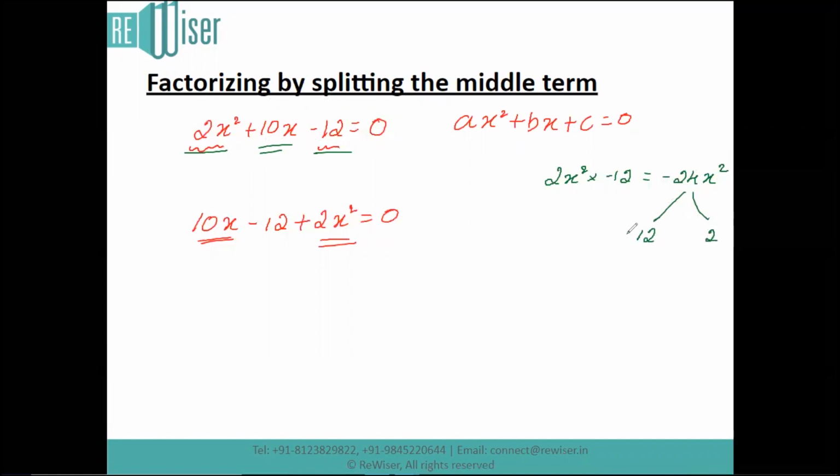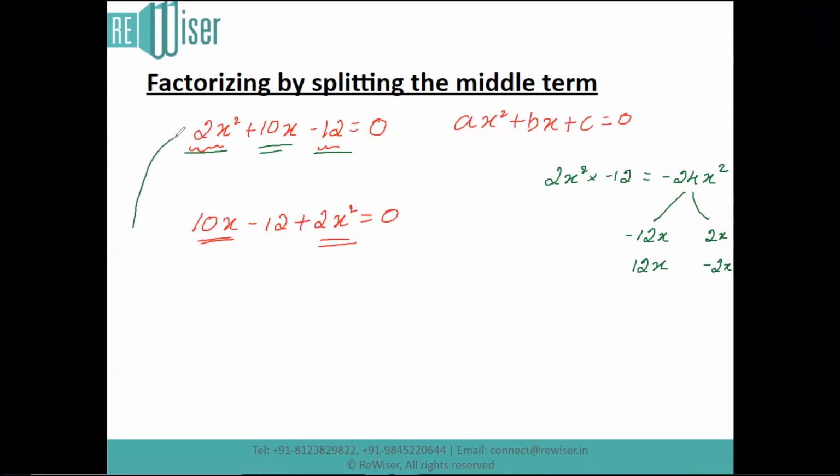If you do it like minus 12 and positive 2, when you multiply it you'll be getting 24x squared, and when you add it, you'll be getting minus 10x. So that is the reason it should not be minus 12 and positive 2. Instead, it should be positive 12 and minus 2. When you multiply them, you will be getting minus 24x squared, but when you add them, you will be getting 10x.